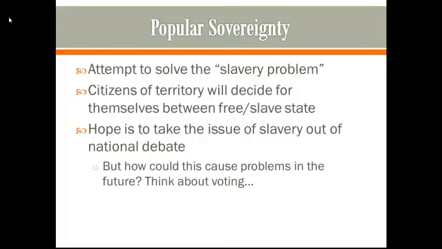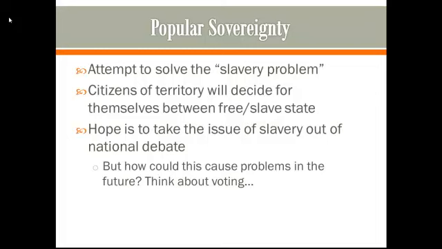After the fiasco that was the Wilmot Proviso, a couple of politicians come up with an idea that gains a lot of popularity. This idea is called popular sovereignty. And it was an attempt to solve the problem of slavery in new territories.